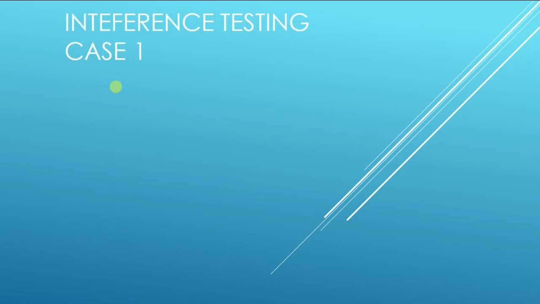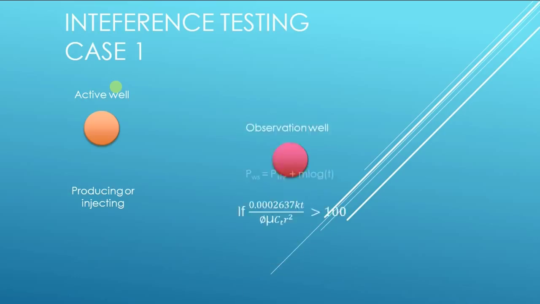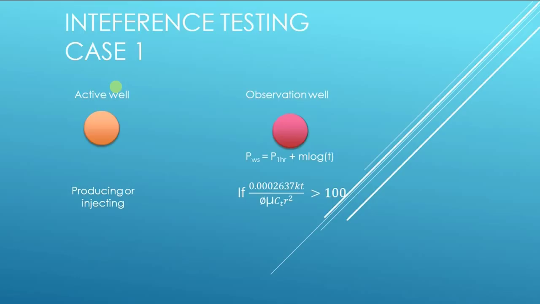Yes, my name is Muhammad Razi bin Muhammad Arif. So today I would like to explain about interference testing, case 1, where the active well is producing or injecting. So here's the formula for the stabilized well pressure, which is PWS equals P1 hour plus M log T.